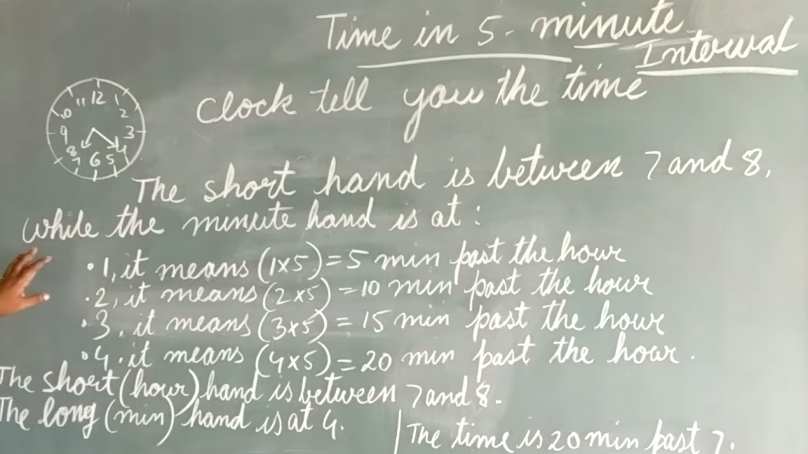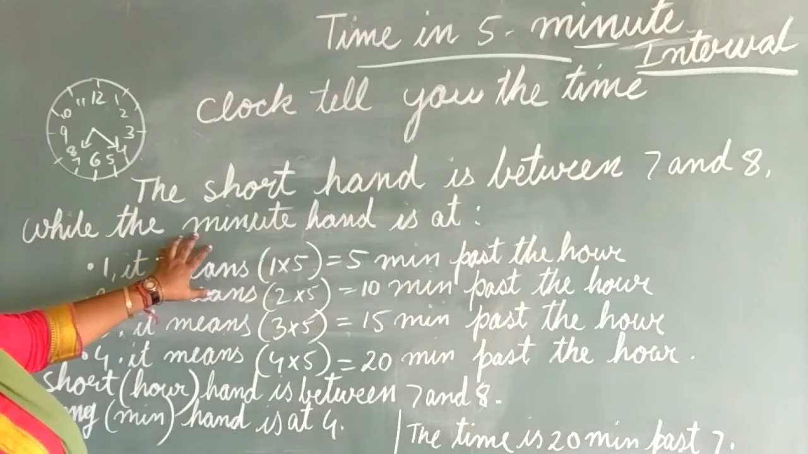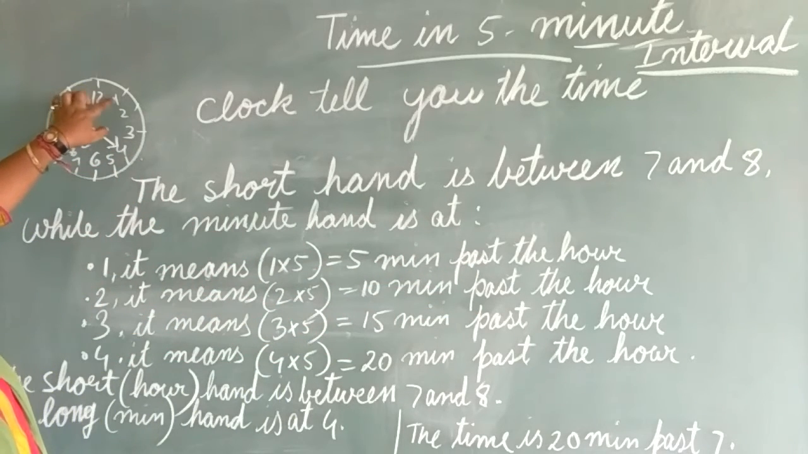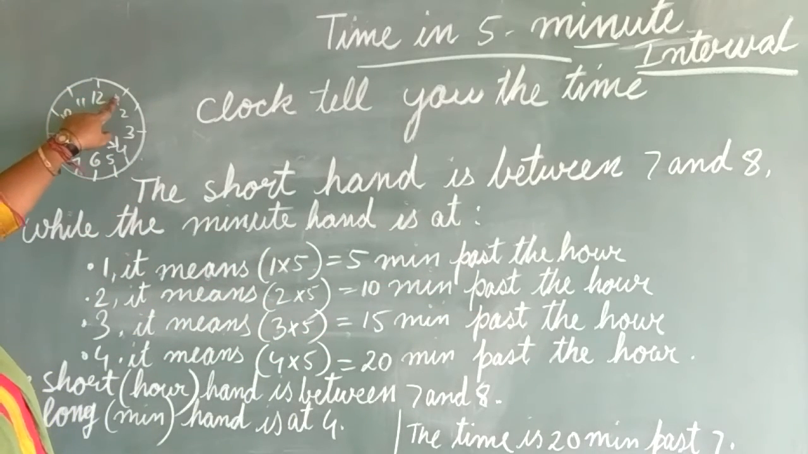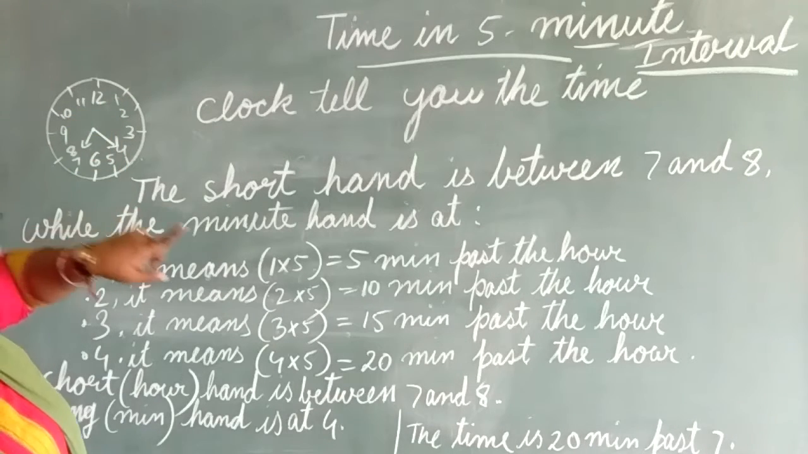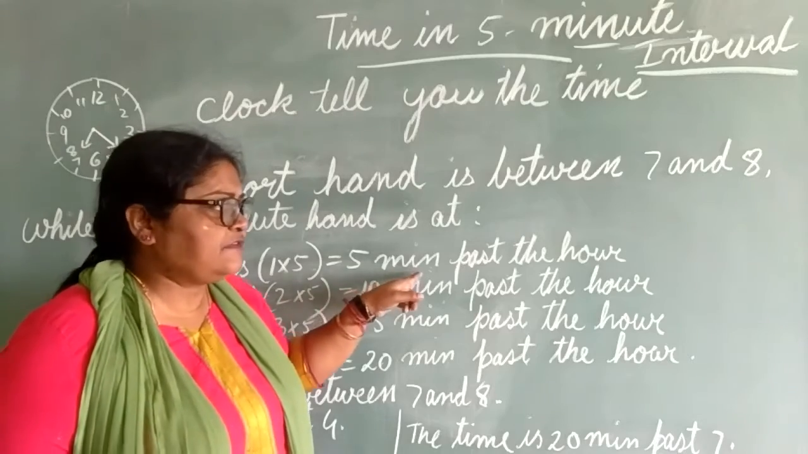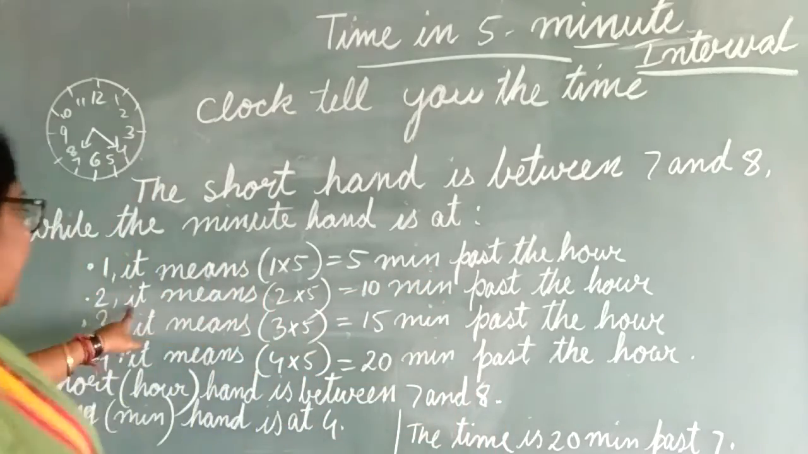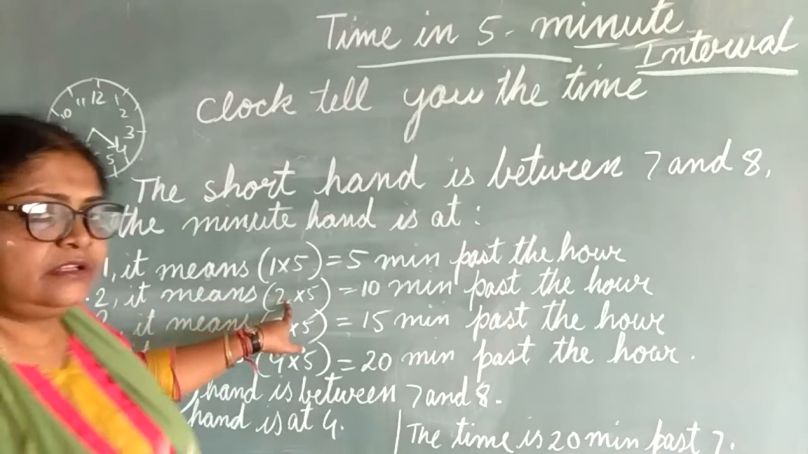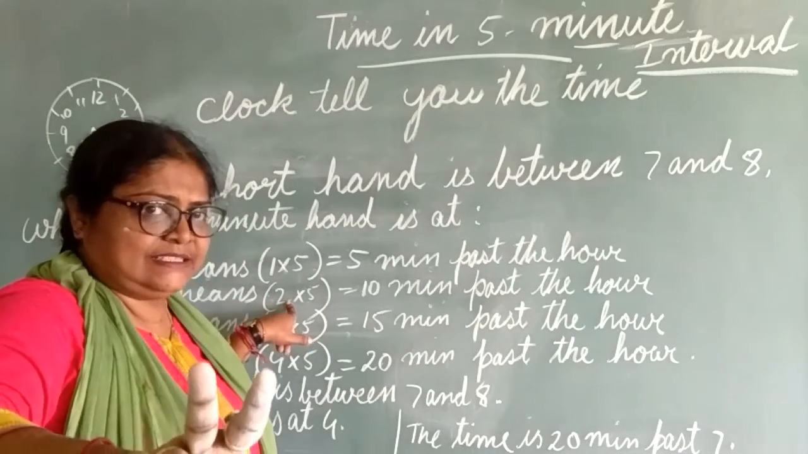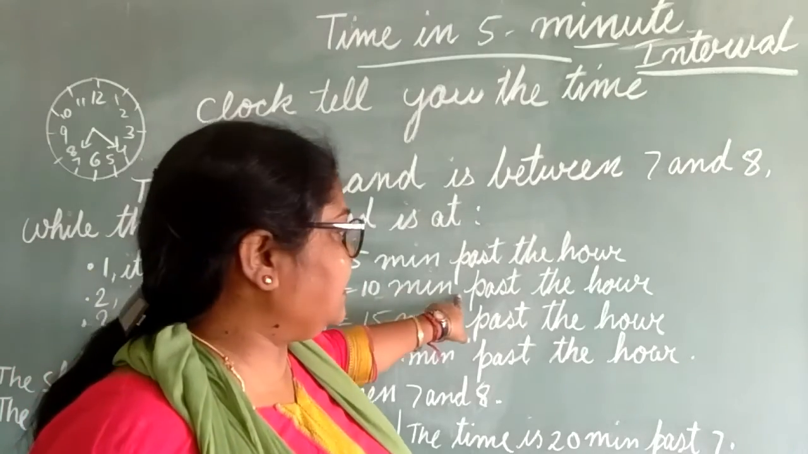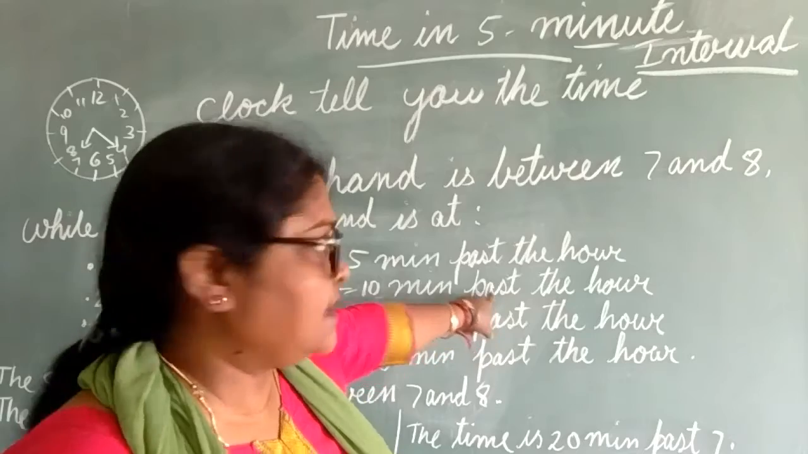Okay? Then the minute hand: when you see the minute hand, if it goes from 12 to 1, it passes 5 minutes. Then what will you say? 5 minutes past the hour. Understood? If the minute hand passes 5 minutes 2 times, what will you say? 10 minutes past the hour.